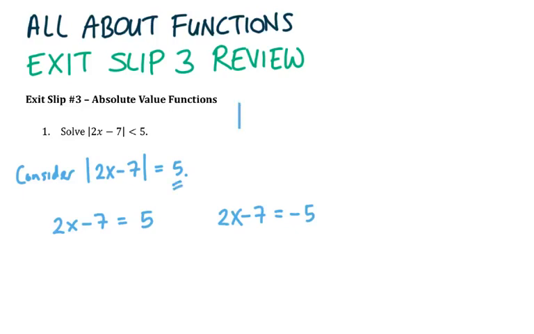So again, the idea here is if we can get the inside of the absolute value to be 5, the absolute value of that is 5. If we can get the inside of the absolute value to be negative 5, the output of that is 5. So that's why I've set up my two equations as I wrote here.